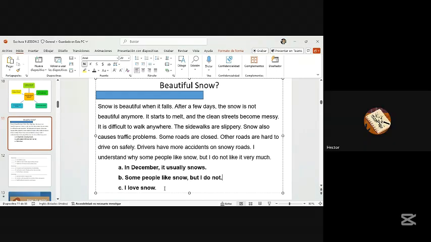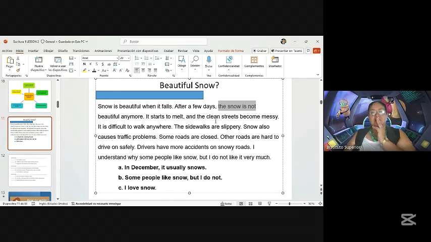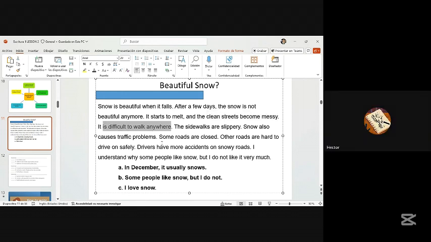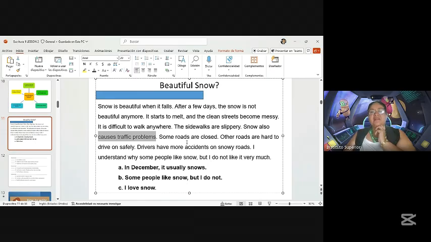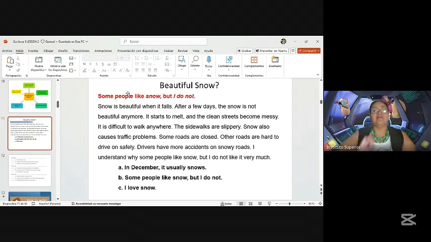C goes against the whole paragraph actually, because the paragraph has a very negative perspective on snow, and C just says straight up, "I love snow," and that's not true here. We have negative things. It's not beautiful. It's clean streets becoming messy. It's annoying, difficult. It causes traffic problems. The roads are closed. So for this reason, this is the most appropriate topic sentence.